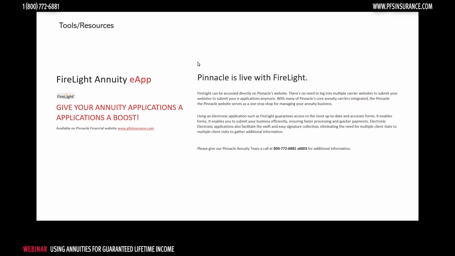And then finally, I'll just mention it, with all of the annuity applications, anyone who's done an annuity application knows they are quite extensive and long. So we do have our own version of Firelight out on our PFS Insurance website. So feel free to use that. We have about 90% of the annuities that we offer out on that Firelight system. If it's not on the Firelight system, you can always do an e-application directly from the carrier site.